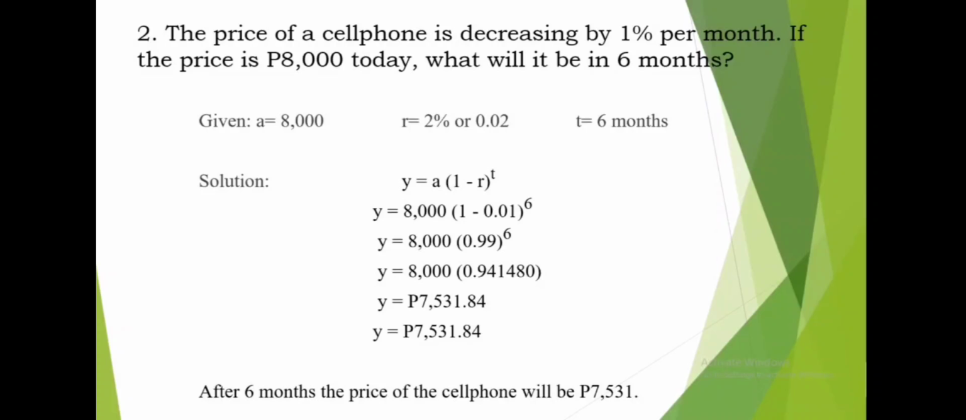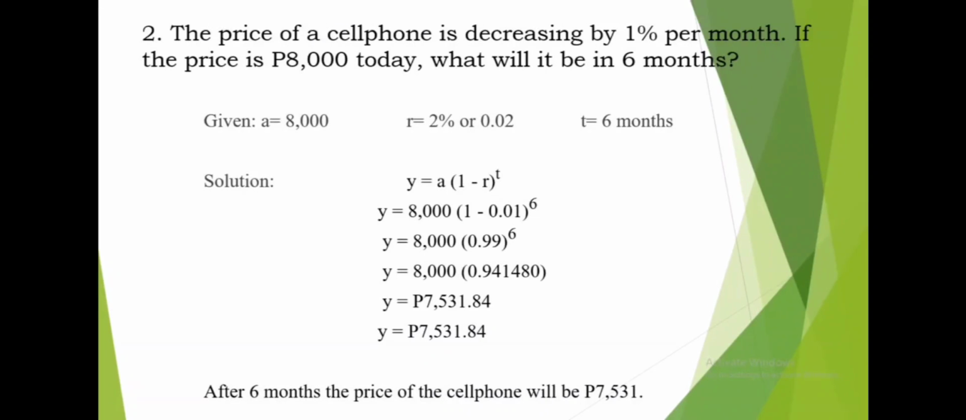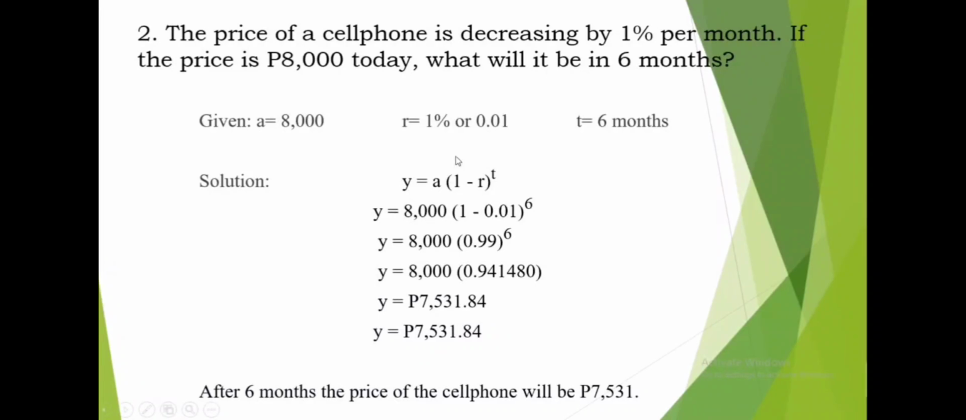Let's proceed to our second example or second problem. The price of a cell phone is decreasing by 1% per month. If the price is 8,000 today, what will it be in 6 months? Same procedure, we will extract the givens first. Our initial amount is 8,000. Our rate is 1%. Convert to decimal, that is 0.01. Our time is 6 months.